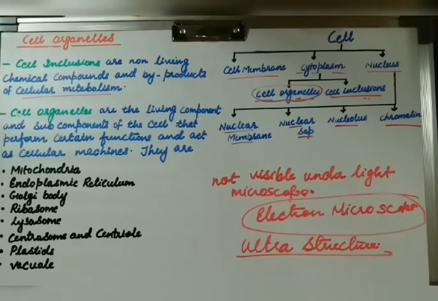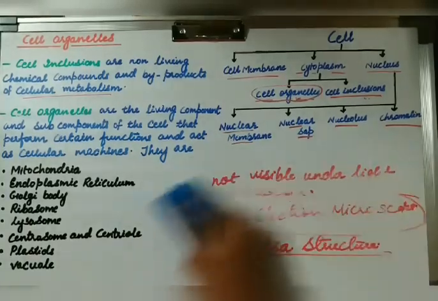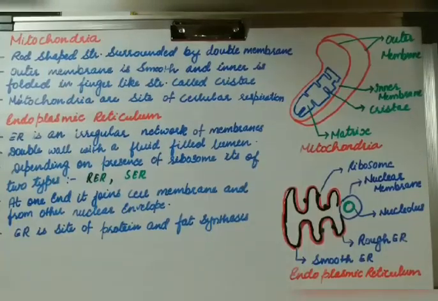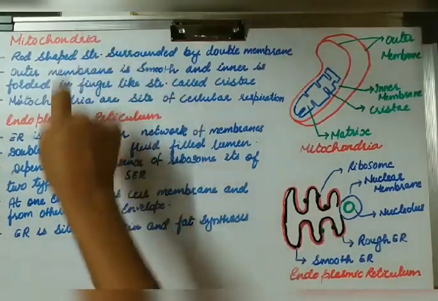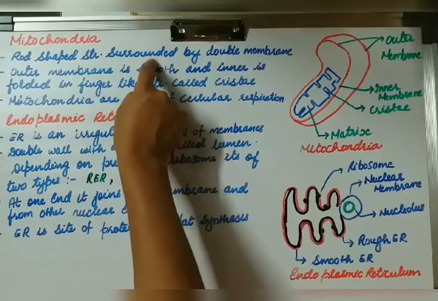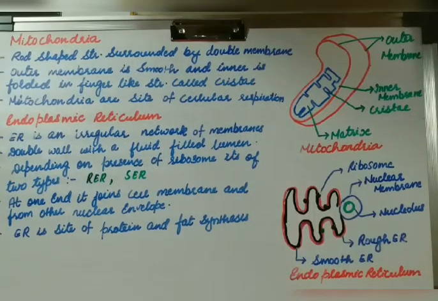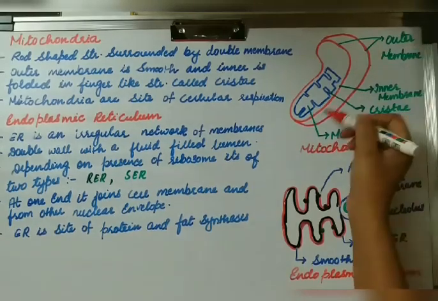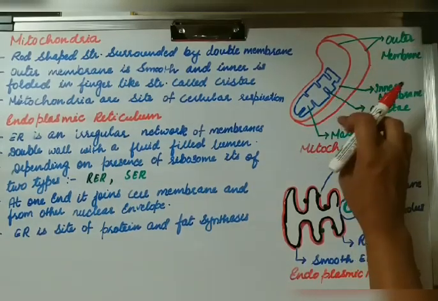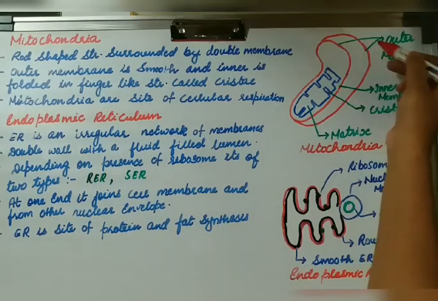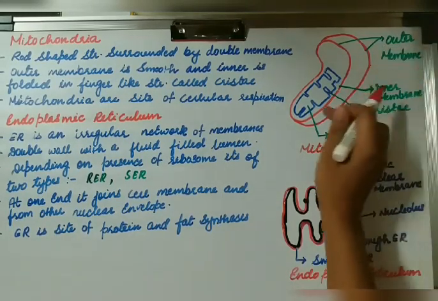So the first one is our mitochondria. Firstly we will take the mitochondria. Our first organelle, mitochondria, is basically a rod-shaped structure that is surrounded by a double membrane. You can see the double membrane here in the figure. This is one membrane and this is the other membrane. So this is the inner membrane and this is the outer membrane. So it is a double membrane structure.